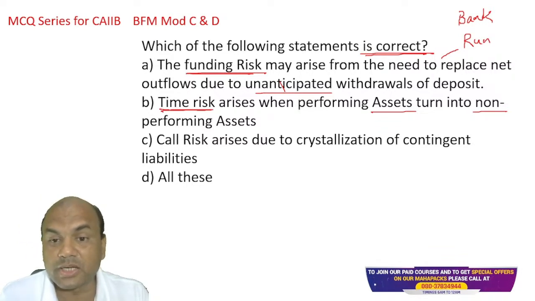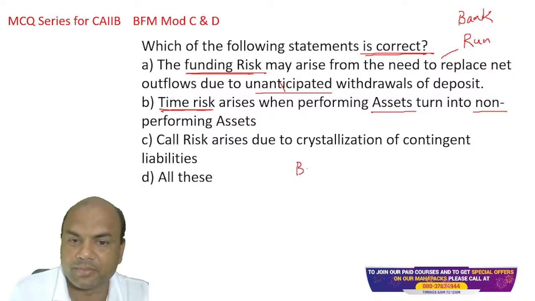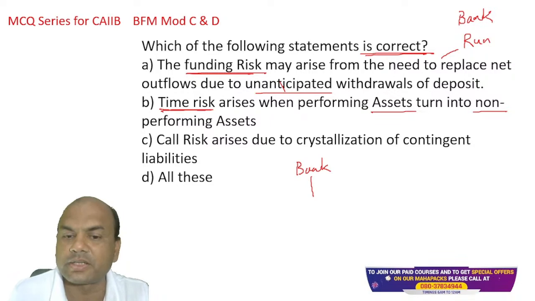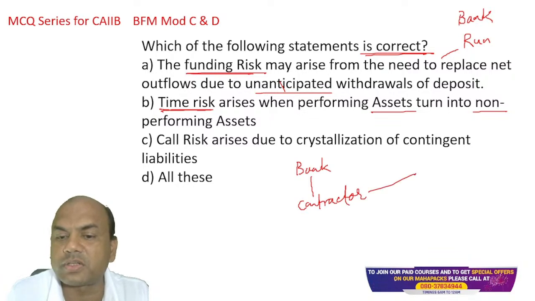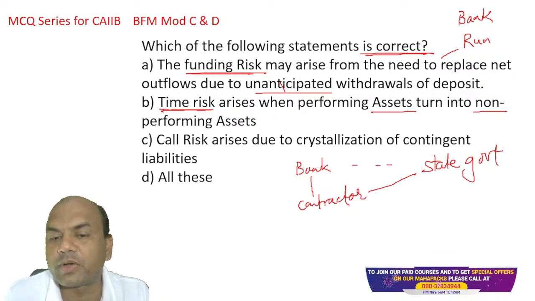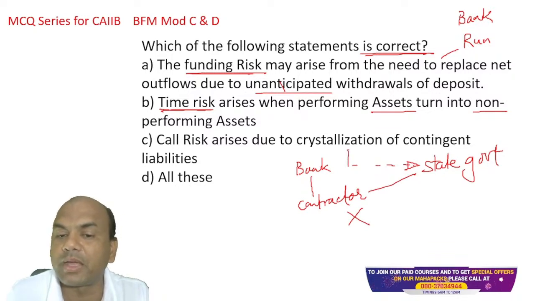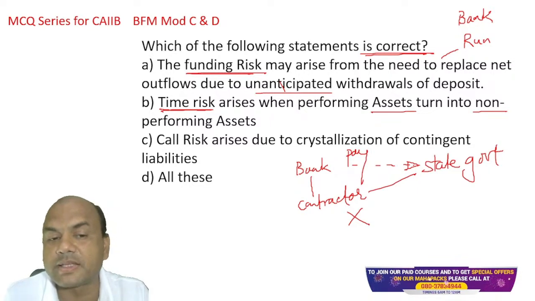Call risk arises due to crystallization of contingent liability. Just now we saw it in the earlier question. If I give you a guarantee, let's say this is a bank, and it has one customer, a contractor. Now this contractor wants some road contract from the state government. So the state government will ask for a guarantee. The bank gives the guarantee. Now this contractor does not build the road, does not perform. Then the state government will ask the bank for payment. So the bank will have to pay. This is known as crystallization.